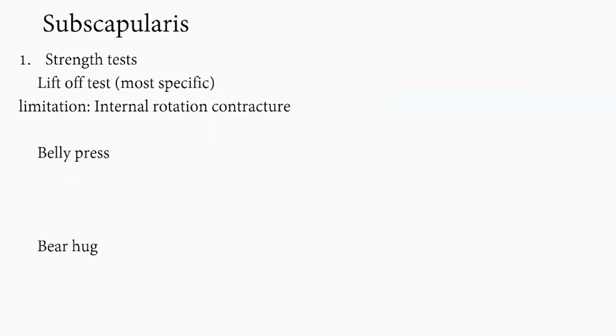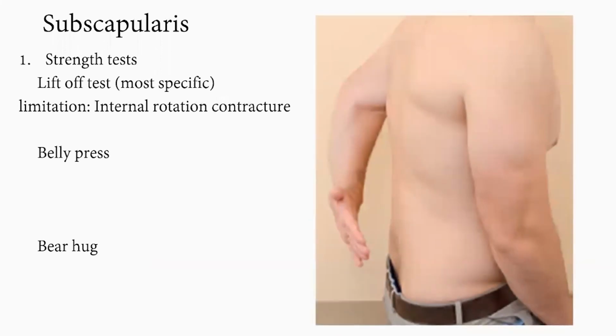Subscapularis strength testing, the most important test to know here is the lift off test. The patient is asked to push his hand away from the back. However, it can't be done in patients with internal rotation contracture.